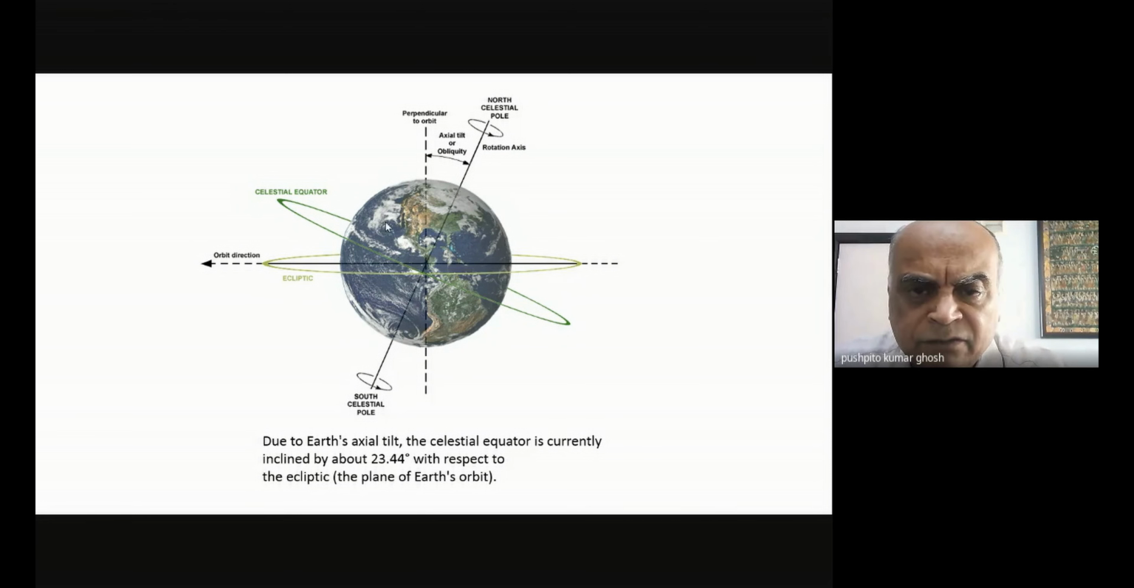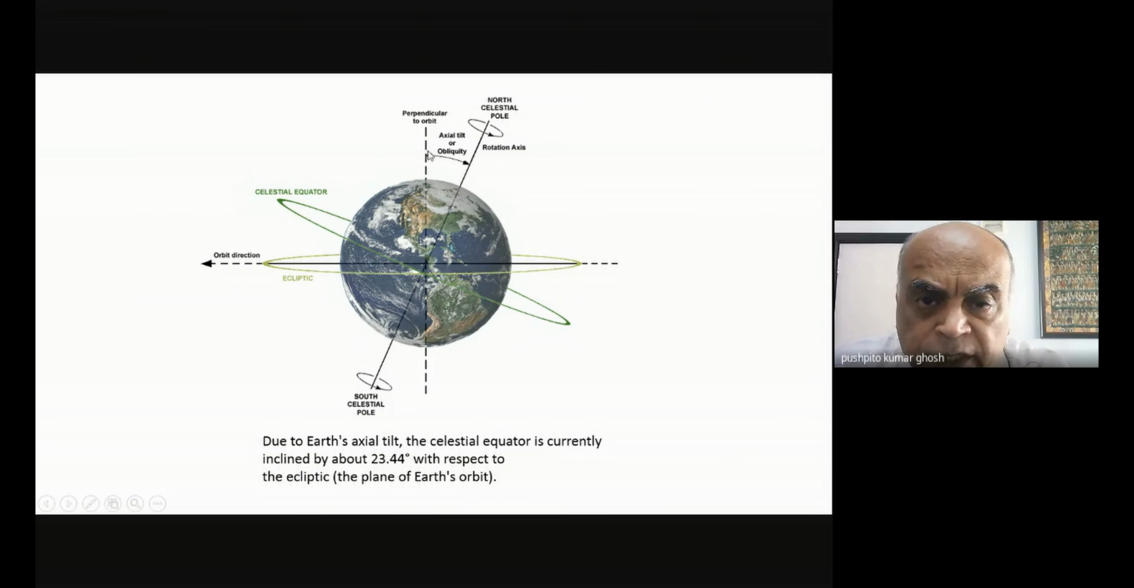This angle of the tilt is a very crucial angle, and that actually makes the use of solar energy in many cases more complicated, and also it leads to variations from location to location. So we need to understand that.